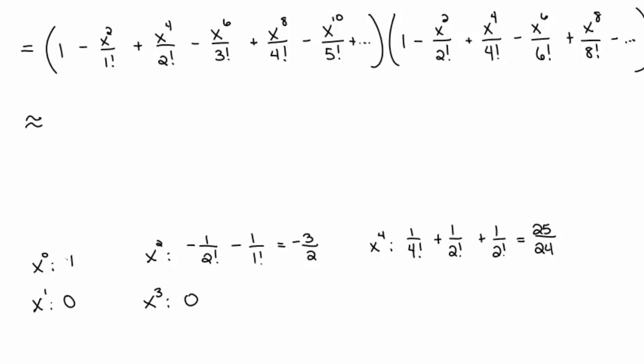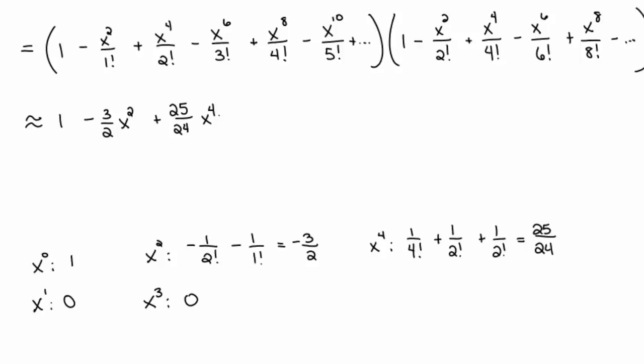Let's see. So the coefficient of x to the 0th, which is 1, is 1. The coefficient of x squared is a negative 3/2. And then the coefficient of x to the 4th is a positive 25/24.